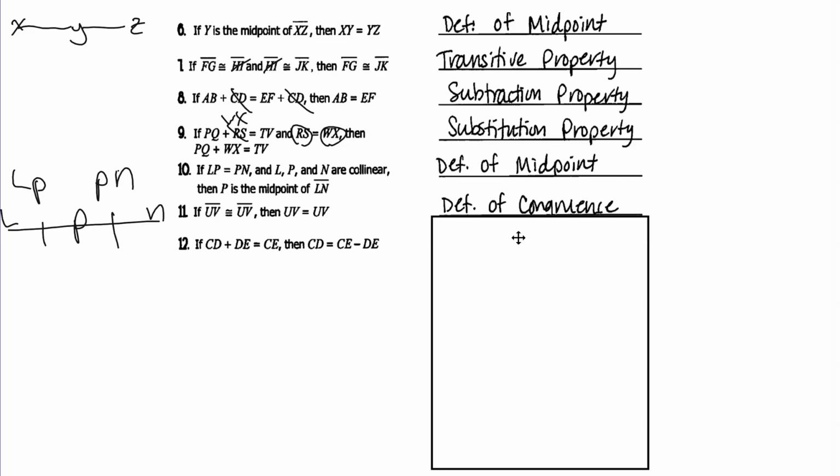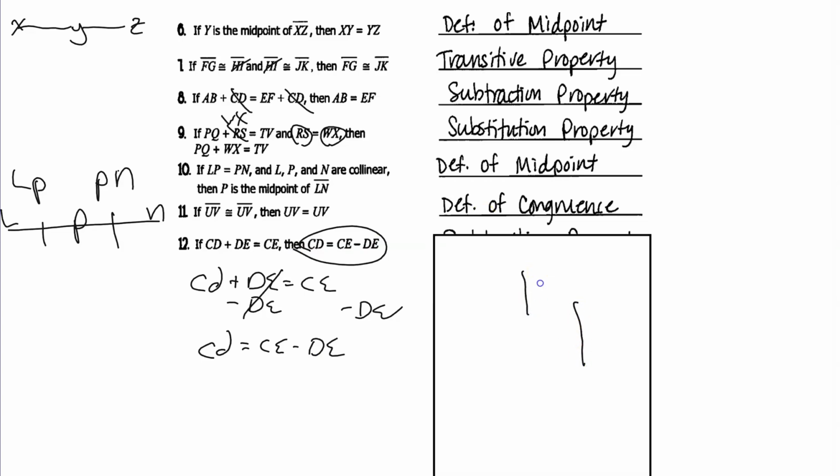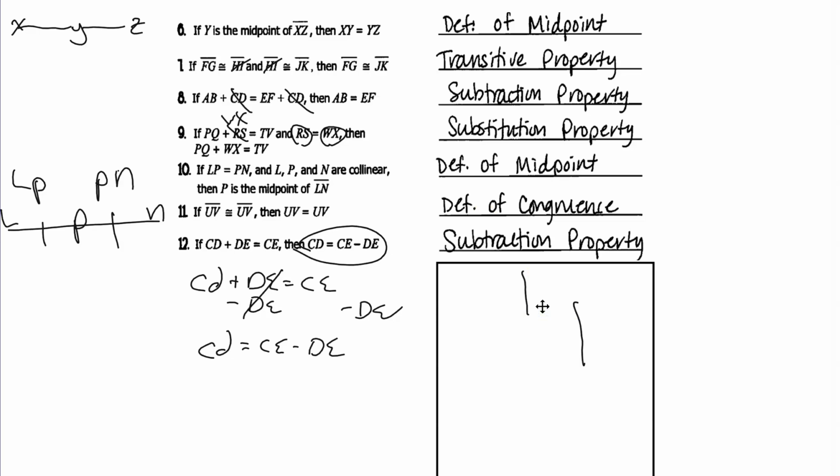All right, so let's think about this. If I take CD plus DE equals CE, if I subtract DE from both sides, these cancel out. And what I'm left with is CD equals CE minus DE, which is right here. All I did was subtract. So it's just going to be subtraction property.